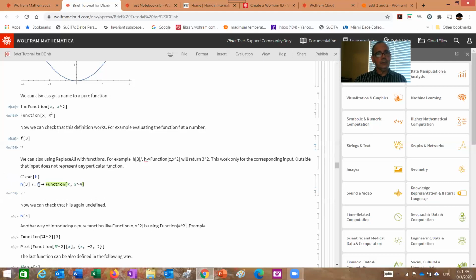And if you put here x to the fourth, then in this case, you are finding h of 3 in the case that h is replaced by the function that transforms any x, a function of x, whose output is x to the fourth. So if you press shift enter here, you get now 81.